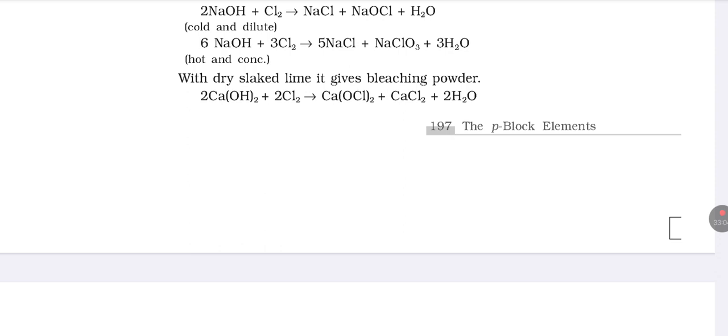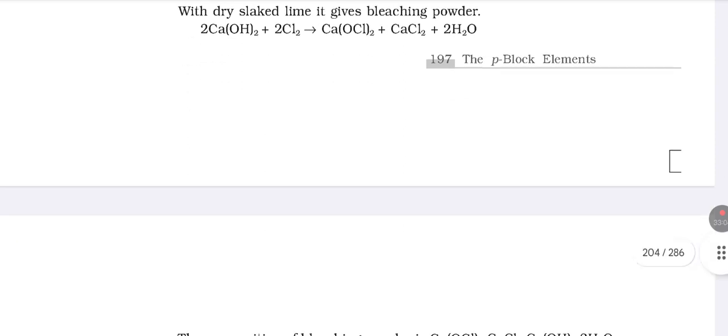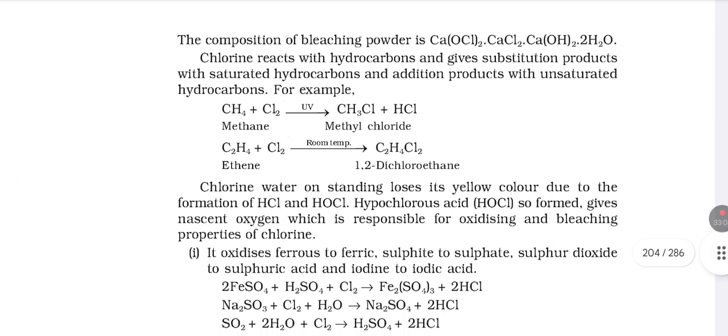With dry slaked lime, it gives bleaching powder. The composition of bleaching powder is CaOCl2, CaCl2, Ca(OH)2, 2H2O. Chlorine reacts with hydrocarbons and gives substitution products with saturated hydrocarbons and addition products with unsaturated hydrocarbons.